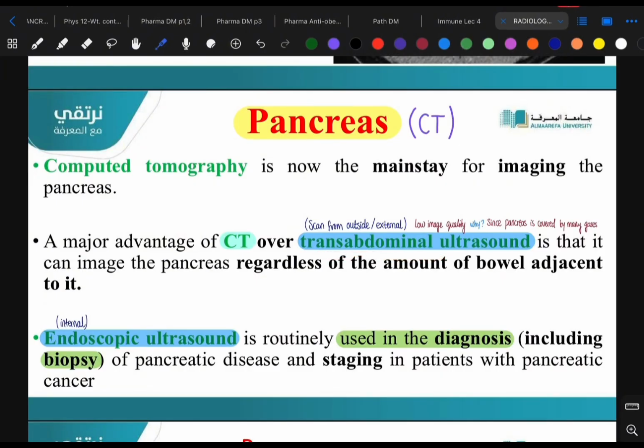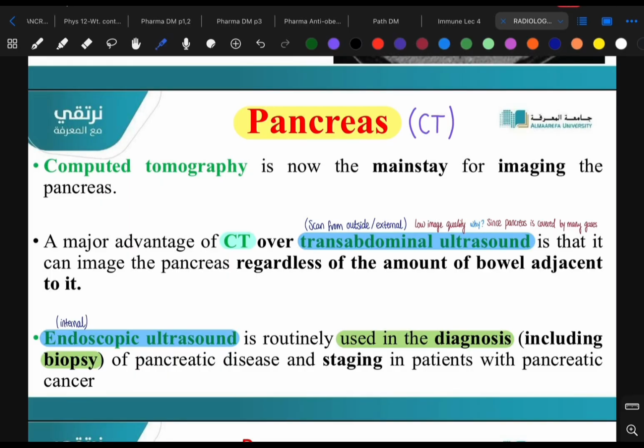What's the difference between transabdominal ultrasound and endoscopic ultrasound? Transabdominal ultrasound is the ultrasound that is external, from outside. Okay? And the endoscopic ultrasound, from its name, endo, means it's internal. Okay, so we use this when we want to take a biopsy, and we use it more for diagnosis.